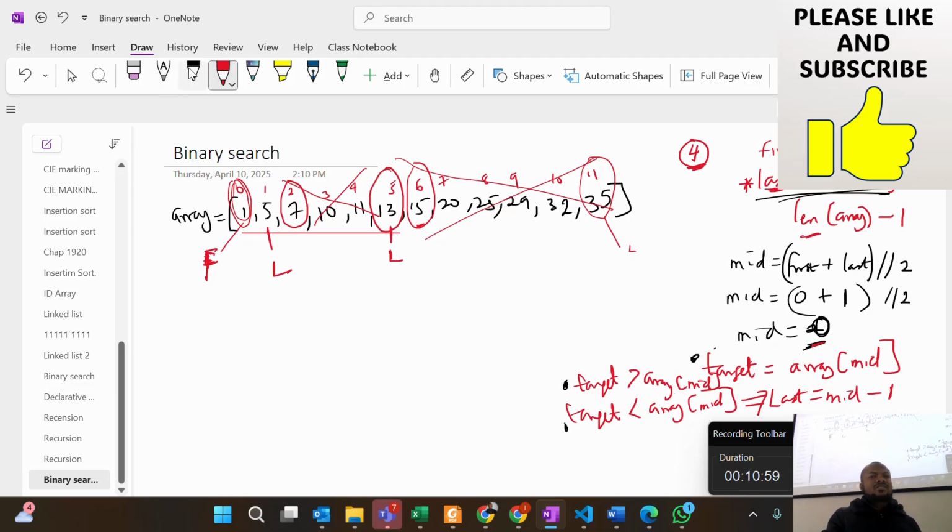And what is the value at the right? That means that the first will now change, the last will remain the same. Because since target is greater than that value, that means that what? First index will now be equal to what? The value after the middle index, which is equal to what? Mid plus 1, isn't it? Is that correct? Sorry, the value after the middle index will now be the first, isn't it? So that means the first is now equal to what? Is equal to last.